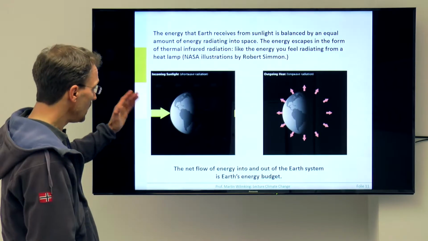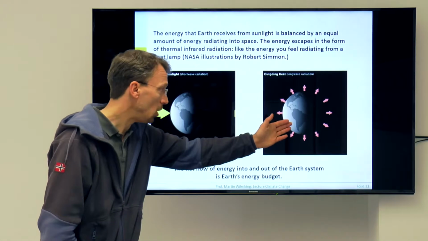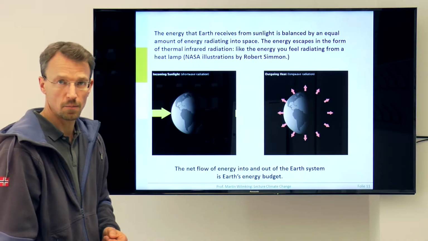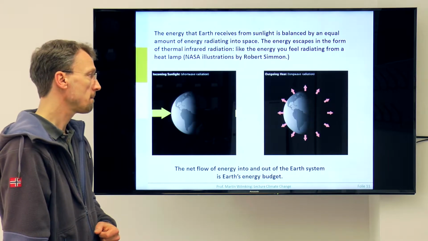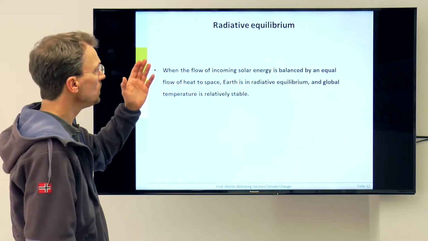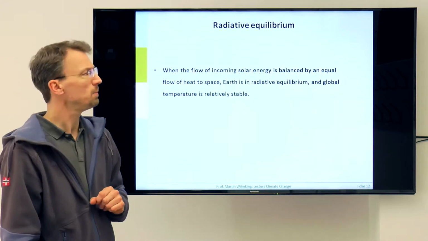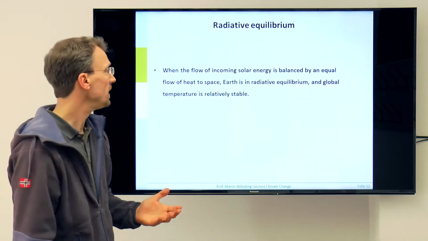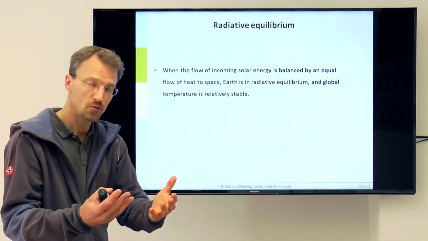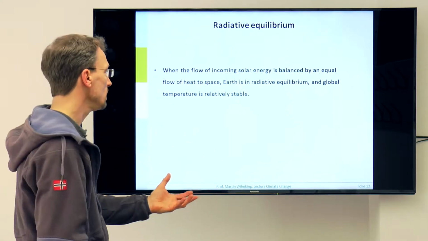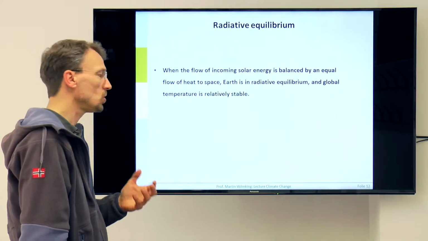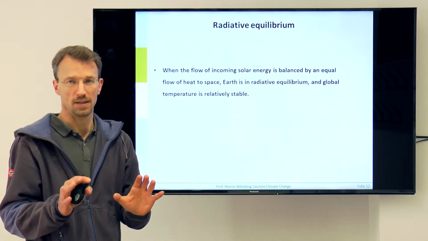The net flow, so calculating how much is coming in and how much is going out of the Earth system, is called the Earth's energy budget. If we think about the Earth's energy budget and we put in this term radiative equilibrium, it is logical that if you have as much energy coming in as you are giving off, so if those two numbers are equal, Earth must be in radiative equilibrium. And therefore the global temperature is relatively stable.